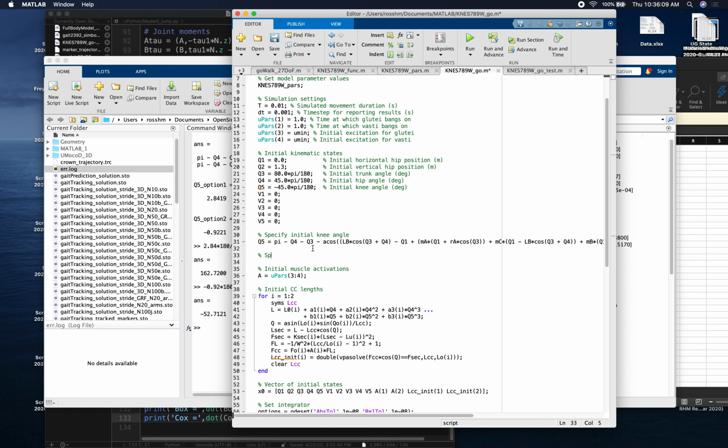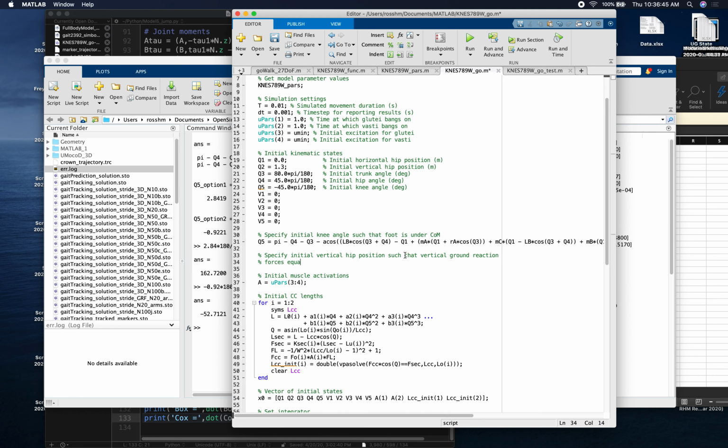Okay. Now let's specify the initial hip vertical position. And this one here, we were doing this such that foot is under center of mass. And now with Q5 known, we're going to specify our initial vertical hip position such that the vertical ground reaction force equals body weight.